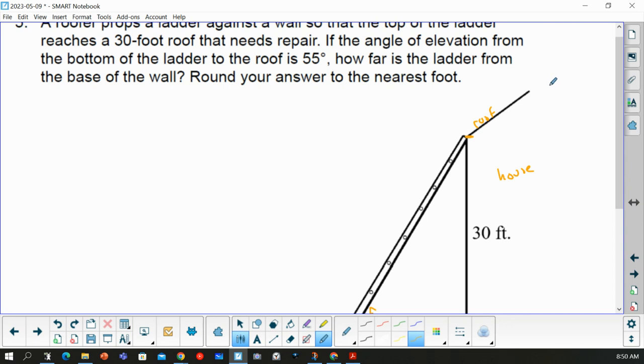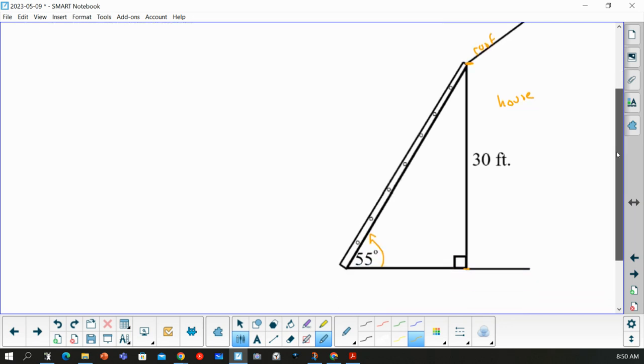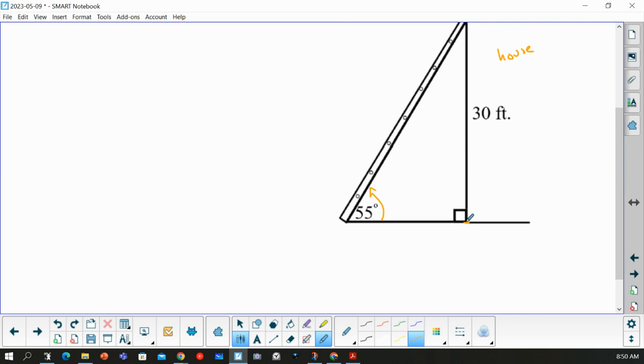How far is the ladder from the base of the wall? So we want to know how far the ladder is from the base. So from the base of the wall is here. Here's the ladder. So this is what we're looking for.